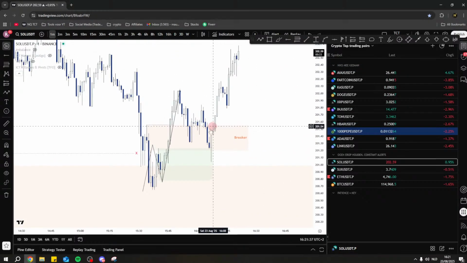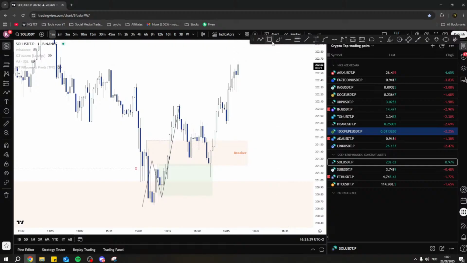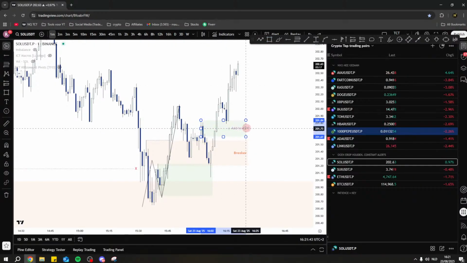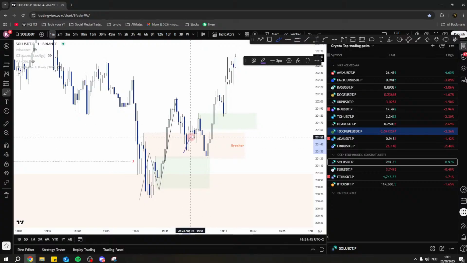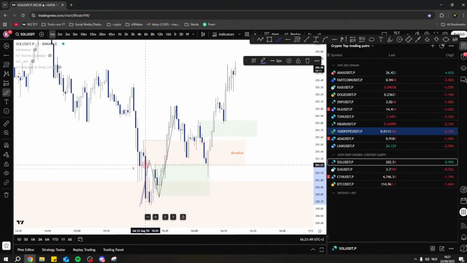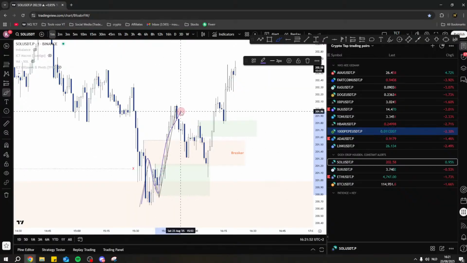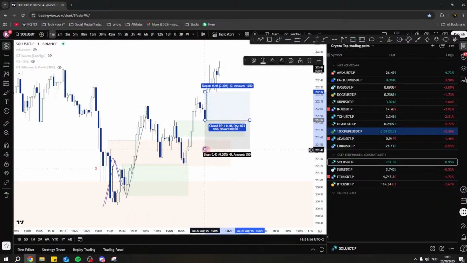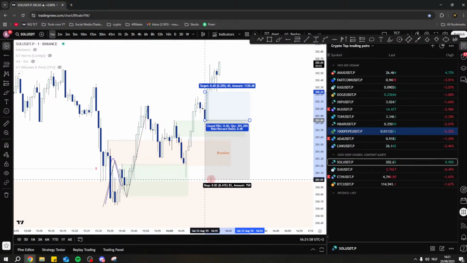Or wait for your internal market structure break. So it was right here. This was your last pullback before you've made new lows, while this is pointing up. So then that would have been your play. Invalidation was then right here.